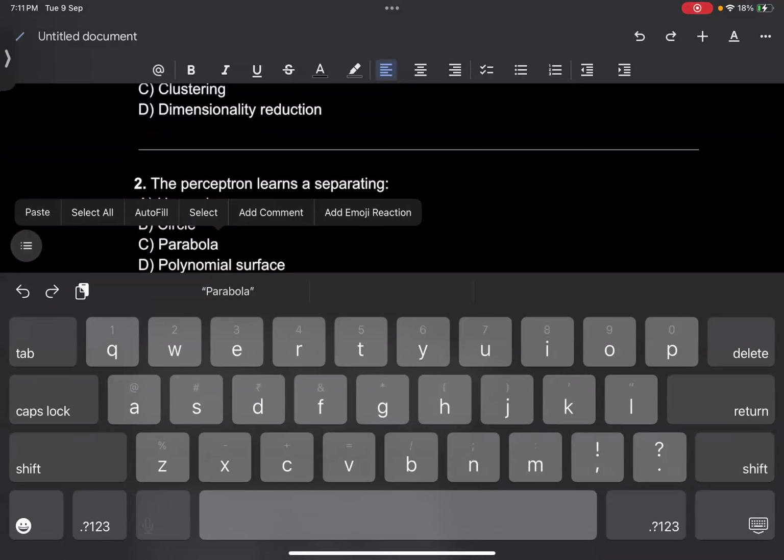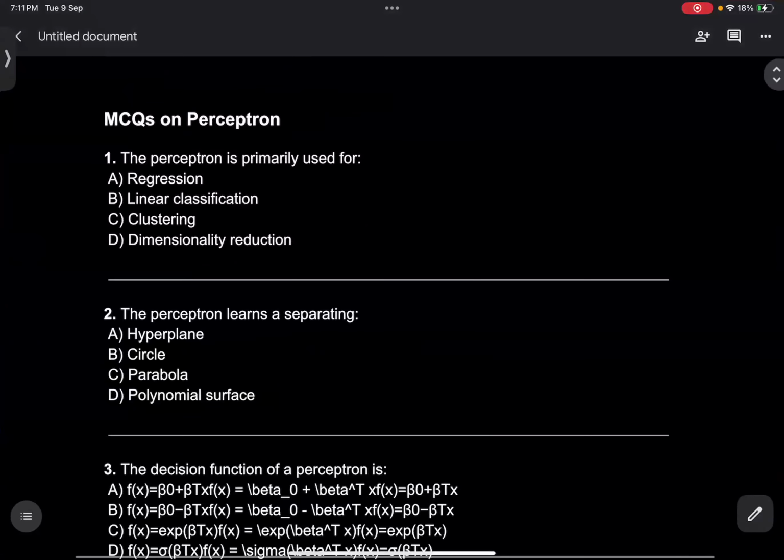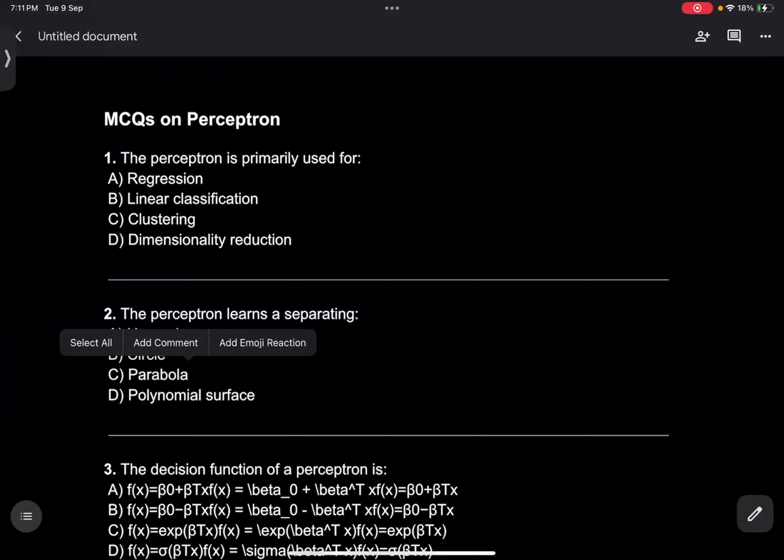So let's start the MCQs on perceptron. Perceptron is primarily used for... Now these are very basic MCQs. Linear classification. Exactly. Now, please write your answers in the chat. Everyone, can you repeat the 6th question again? That last question, ma'am. Okay, Yashwant, I'll repeat the 6th question again.